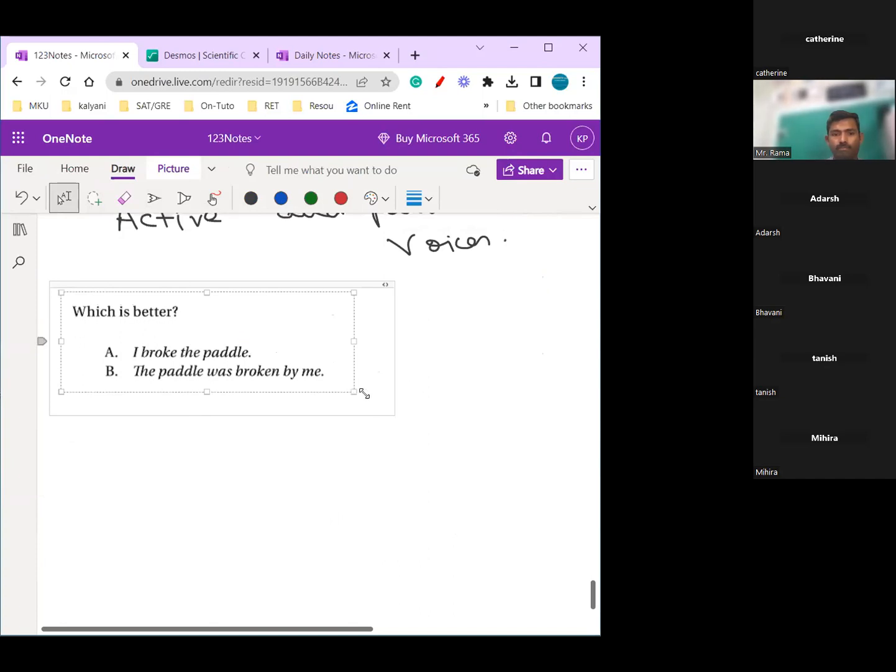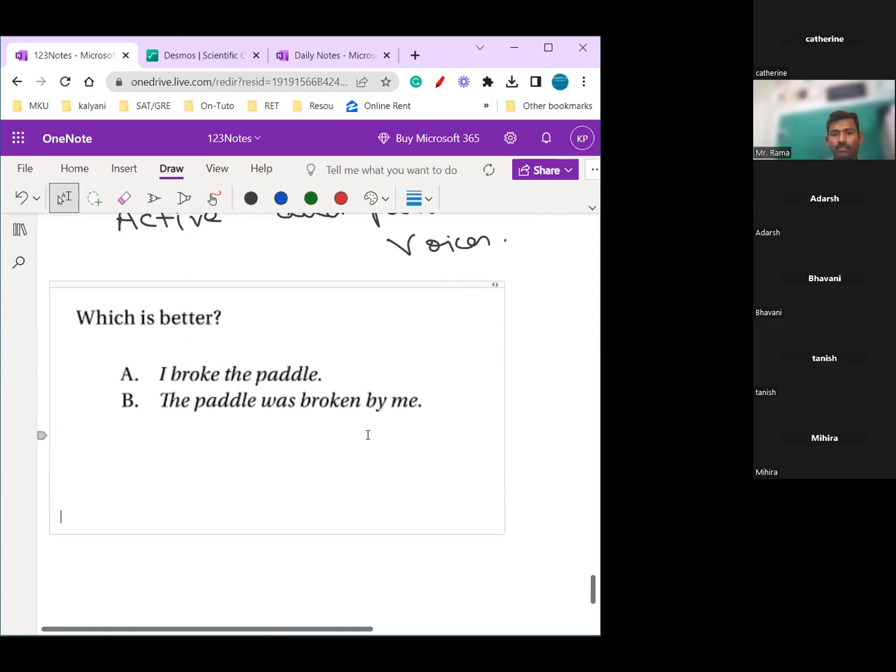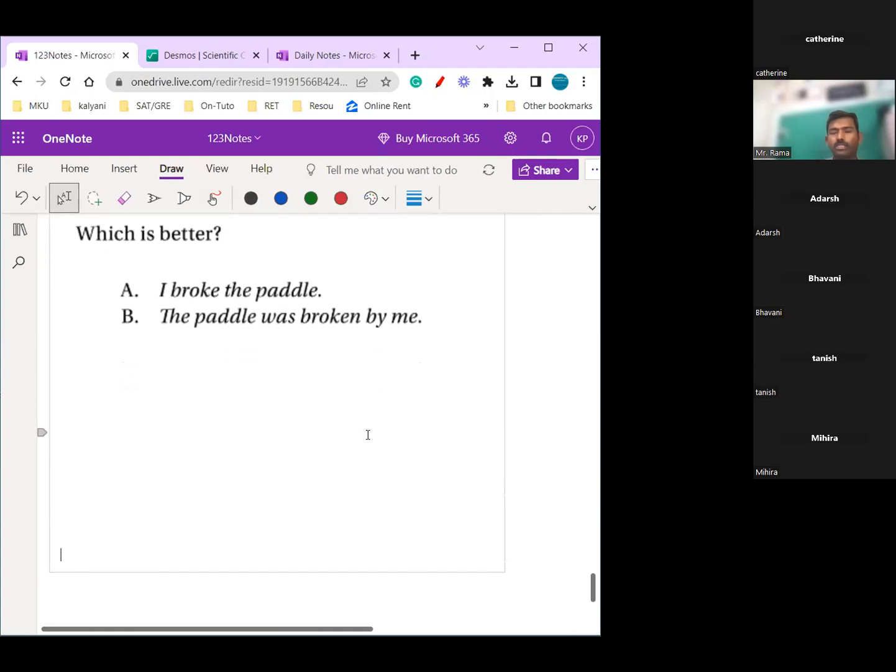Which is better? A, I broke the paddle. B, the paddle was broken by me. Okay, now look at these two sentences, and there's active voice and passive voice, and which sentence is the better one in this case? Okay, I see some answers. That's good.